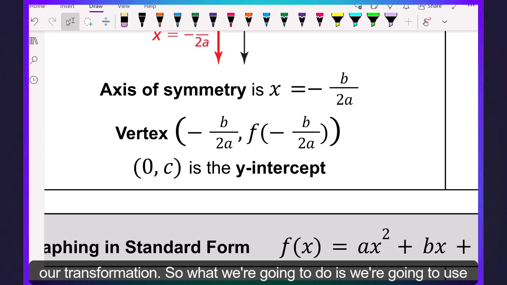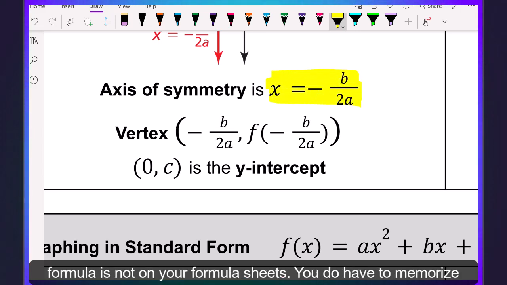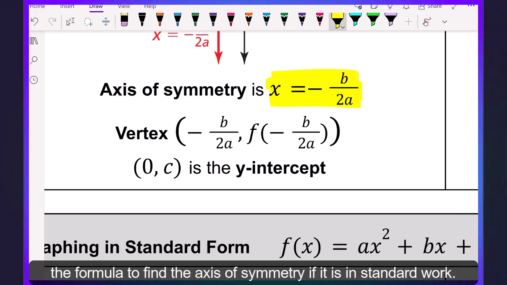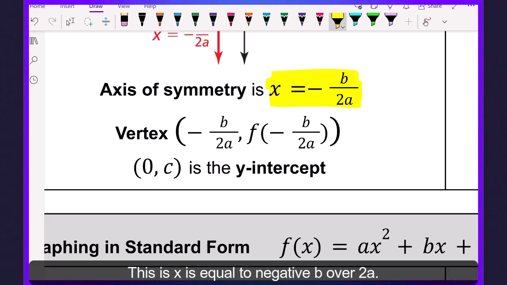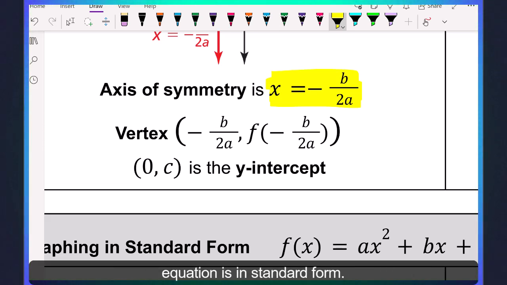So what we're going to do is we're going to use this formula. And you have to be very good at this formula. This formula is not on your formula sheet, so you do have to memorize the formula to find the axis of symmetry if it is in standard form. This is x is equal to negative b over 2a. So you also need to know how to identify a, b, and c if your equation is in standard form.